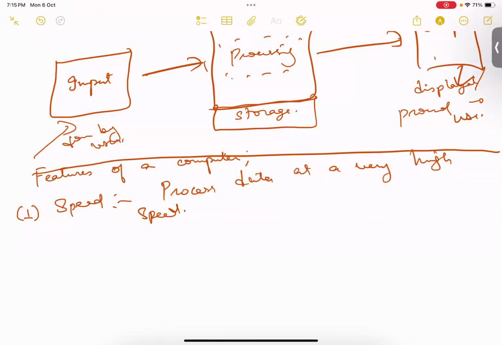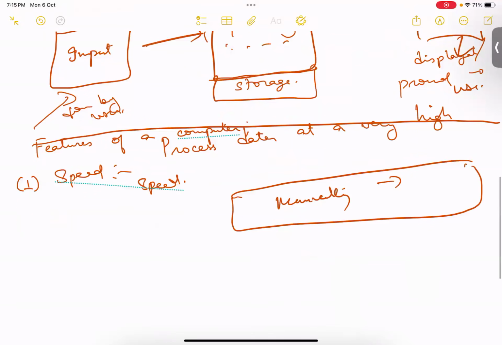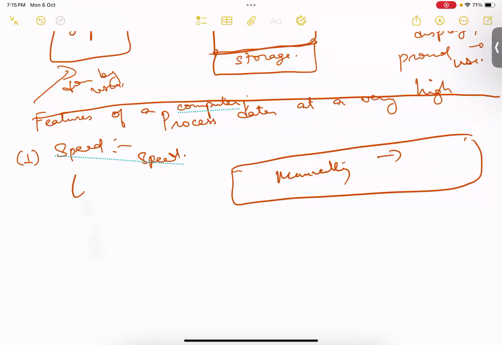If you take a mathematical equation and do it manually, it will take a lot of time. It will be time consuming. But if you do it through a computer, it will take very less time. Why? Because a computer can process the data very fast. Usually the speed of a computer is measured in terms of instructions per second.